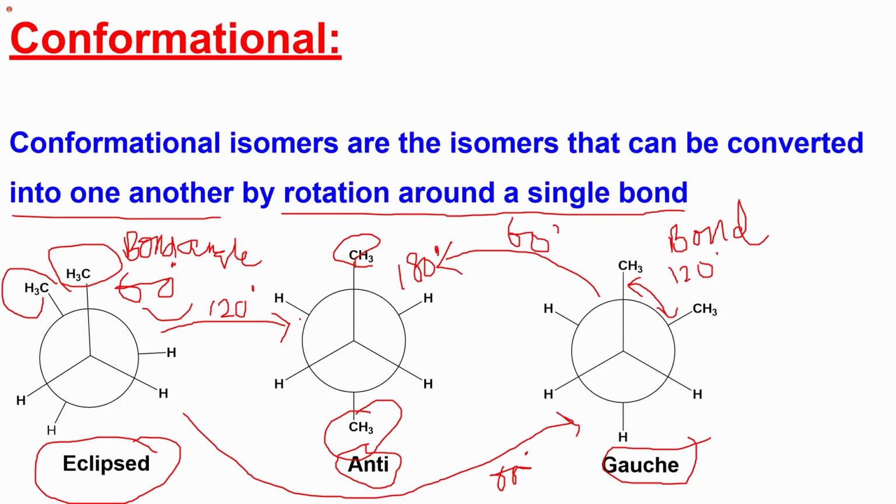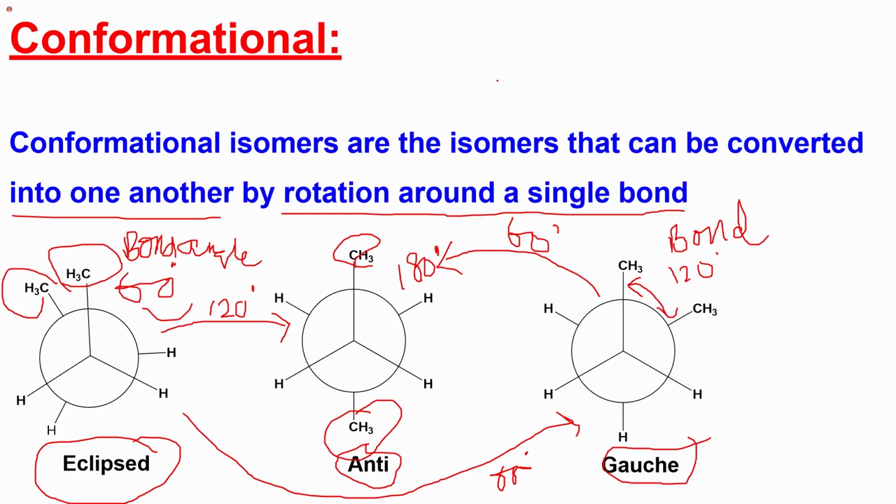This is also called the Newman projection. Wherever you see this kind of circle molecule, what kind of molecule is it? CH3, H2, H2, CH3. So that means butane. This is the butane molecule.